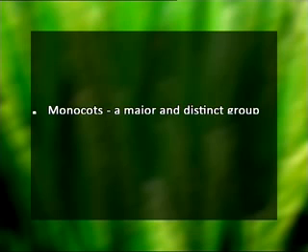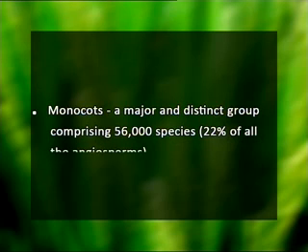The third group is the commonly known monocots or monocotyledons. They have been long recognized as a major and a distinct group. The monocots comprise nearly 56,000 species. That is, it comes to roughly 22% of all the angiosperms.